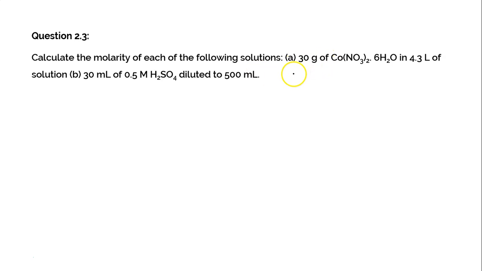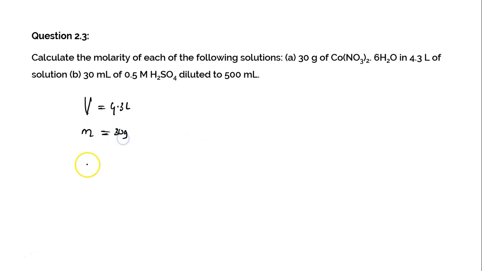These two parts are two different types of questions. Let us solve them one by one. Let's talk about the first part of the question. Please observe it. They are saying that it is 30 grams of cobalt nitrate salt which is dissolved in water to make in total 4.3 liters of solution. So here we can say that the total volume is 4.3 liters. And we can also say that the given mass of the solute is how much?